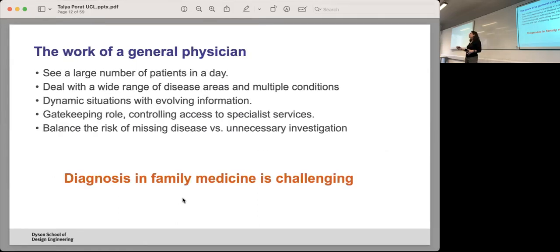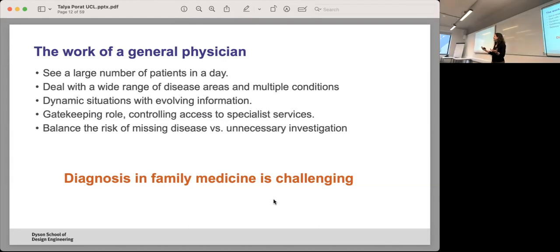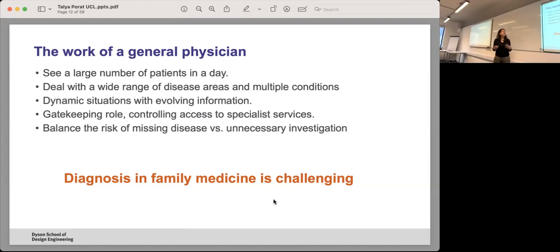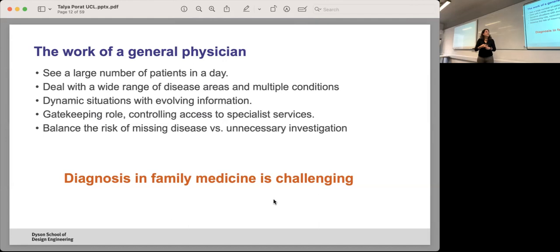Looking a bit at the context of the work of GPs specifically in the UK. They see a large number of patients in a day. We know that they deal with a large range of diseases and multiple conditions. They see babies, they see the elderly. Just imagine how many possibilities there can be in a consultation. It's a dynamic situation with evolving information. So if someone came 6 months ago and they were fine, it doesn't mean they're fine today, right? So it's always evolving.